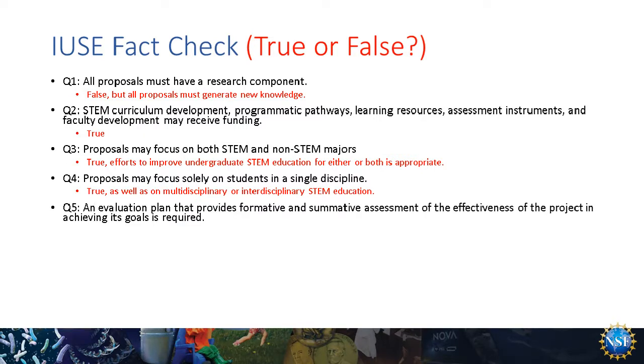Next point, an evaluation plan that provides formative and summative assessment of the effectiveness of the project in achieving its goals is required. Also true. We expect an evaluation and assessment plan as part of every project so we can see how the project is progressing and make sure that you're achieving the goals that you've set out for yourself.